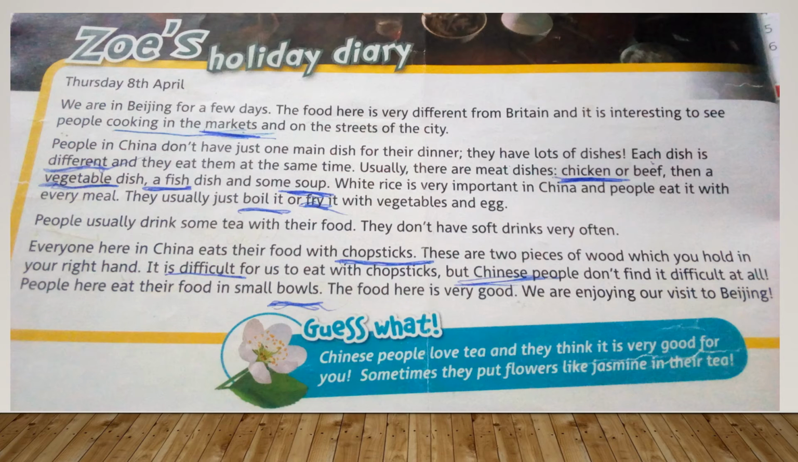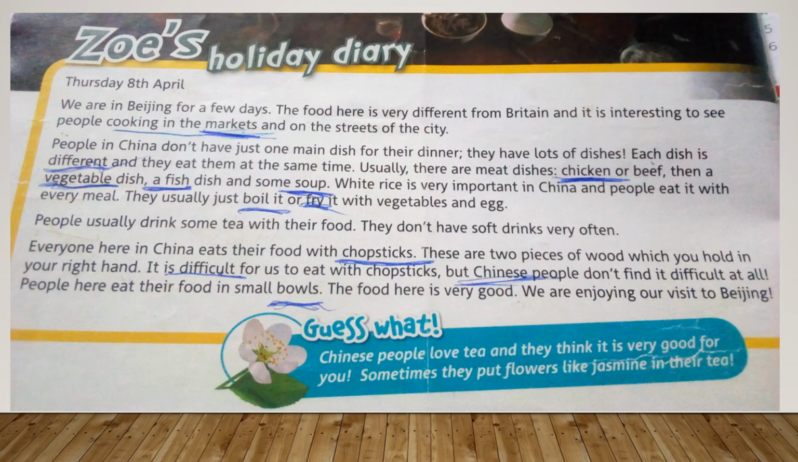White rice is very important in China, and people eat it with every meal. You would expect people to eat rice only at lunch, but no. In China, they eat rice with every meal. They usually just boil it or fry it with vegetables and egg. So how do the Chinese people eat rice? They just boil rice, or fry it with vegetable and egg.